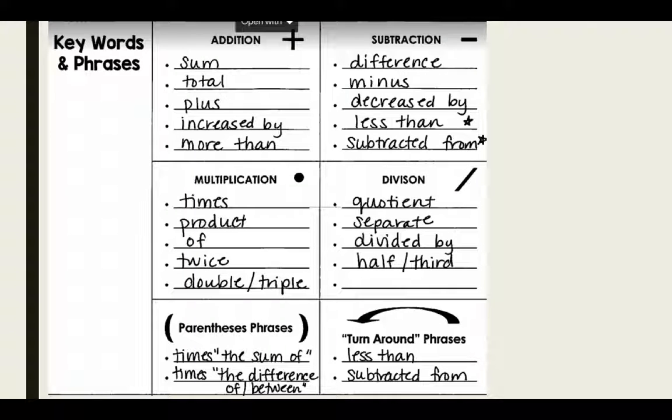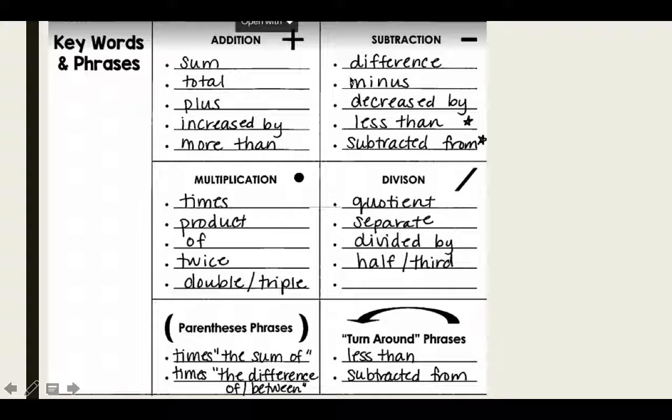You should have these notes so that you don't have to write them down, but anytime they have addition, they're going to use the words sum, total, plus, increase by, more than. Subtraction: difference, minus, decrease by, less than, and subtracted from. Those I put stars next to because those are turnaround phrases. So those mean you are actually switching the way that they write them.